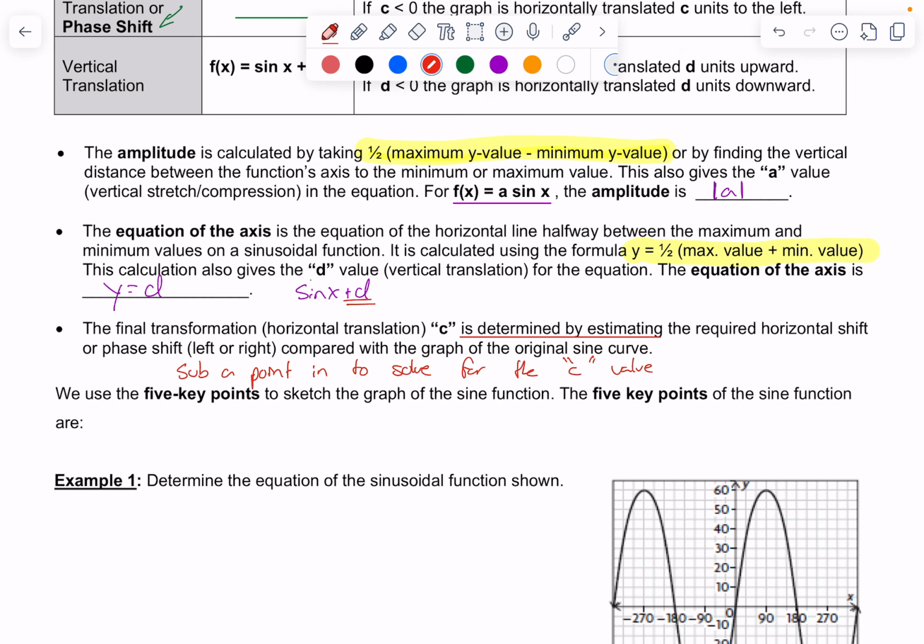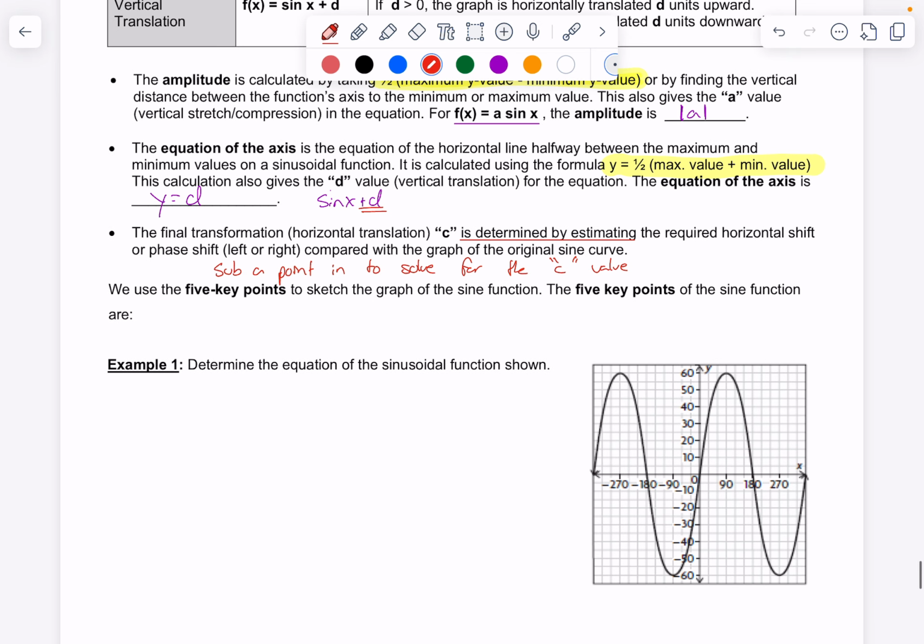So we'll do that. Actually, well, first, we use the 5 key points to sketch the graph of the sine function. The 5 key points. So this actually will apply to example 2, but let's just put them. The 5 key points are 0 degrees and 0, 90 degrees and 1. We have 180 degrees and 0. Again, this is just a recap. We've done so many examples where we just had to keep using these points, but we'll need this for the second example, so we'll just have them here.